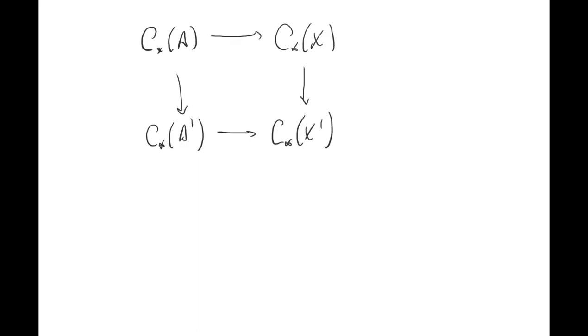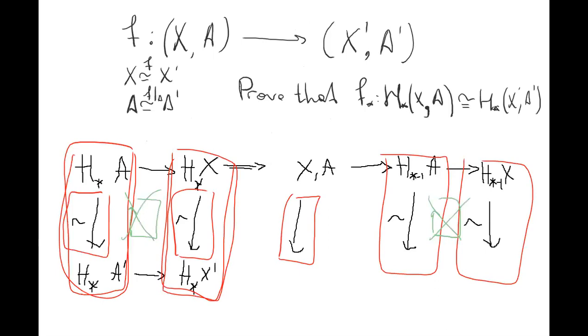Well, this square is not commutative as well in the case of your homework problem 2. Okay. Well, I mean, we have solved problem 2 from the upper half. Yeah, so this is easy. We just use the 5 lemma and the naturality of the long exact sequence.